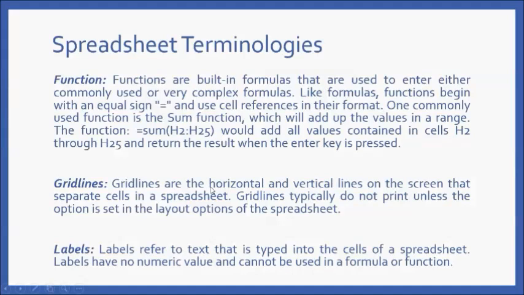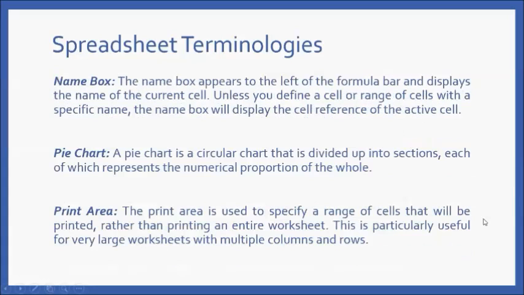Grid lines. Grid lines are the horizontal and vertical lines on the screen that separate cells in a spreadsheet. So grid lines typically do not print unless the option is set in the layout option of the spreadsheet. Labels refer to the text that is typed into the cells of a spreadsheet. Labels have no numeric value and cannot be used in a formula or function.